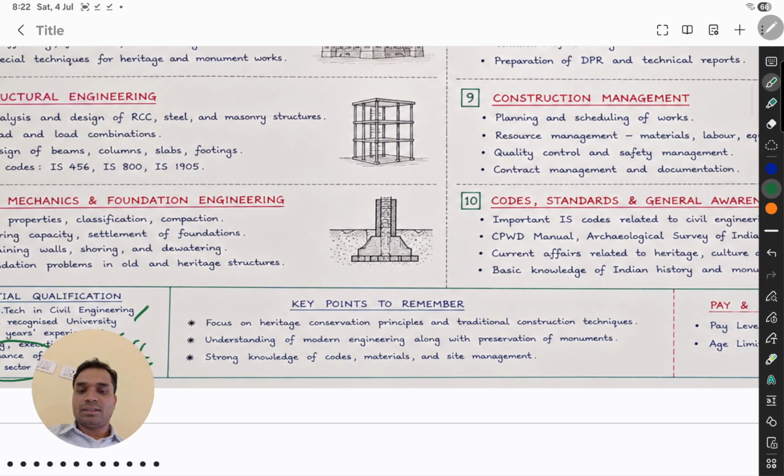They are saying you need to remember heritage conservation principles and traditional construction techniques. What techniques do we generally use for construction? This is really common for those who have 3 years of experience in civil engineering. They will know this, along with strong knowledge of codes, materials, and site management.